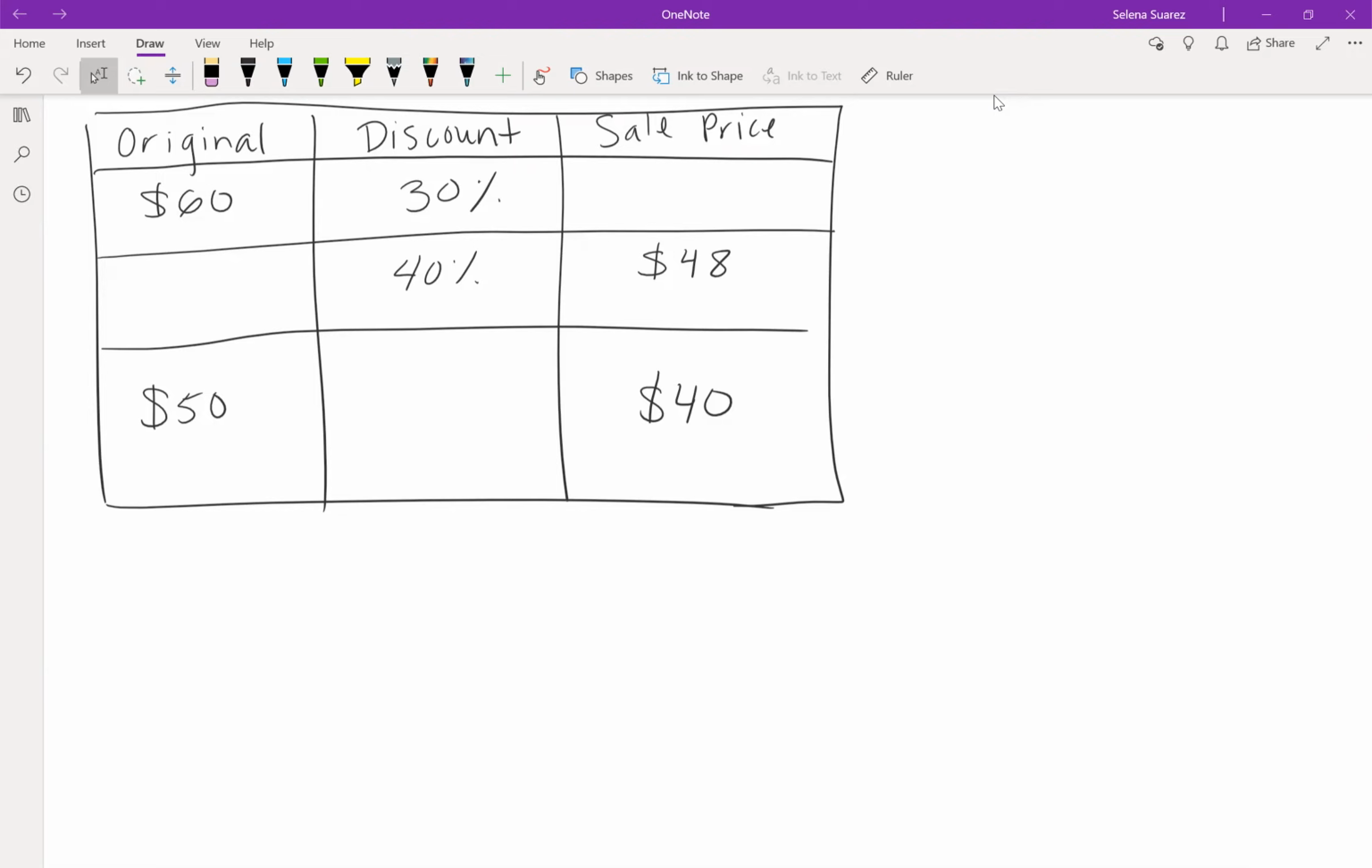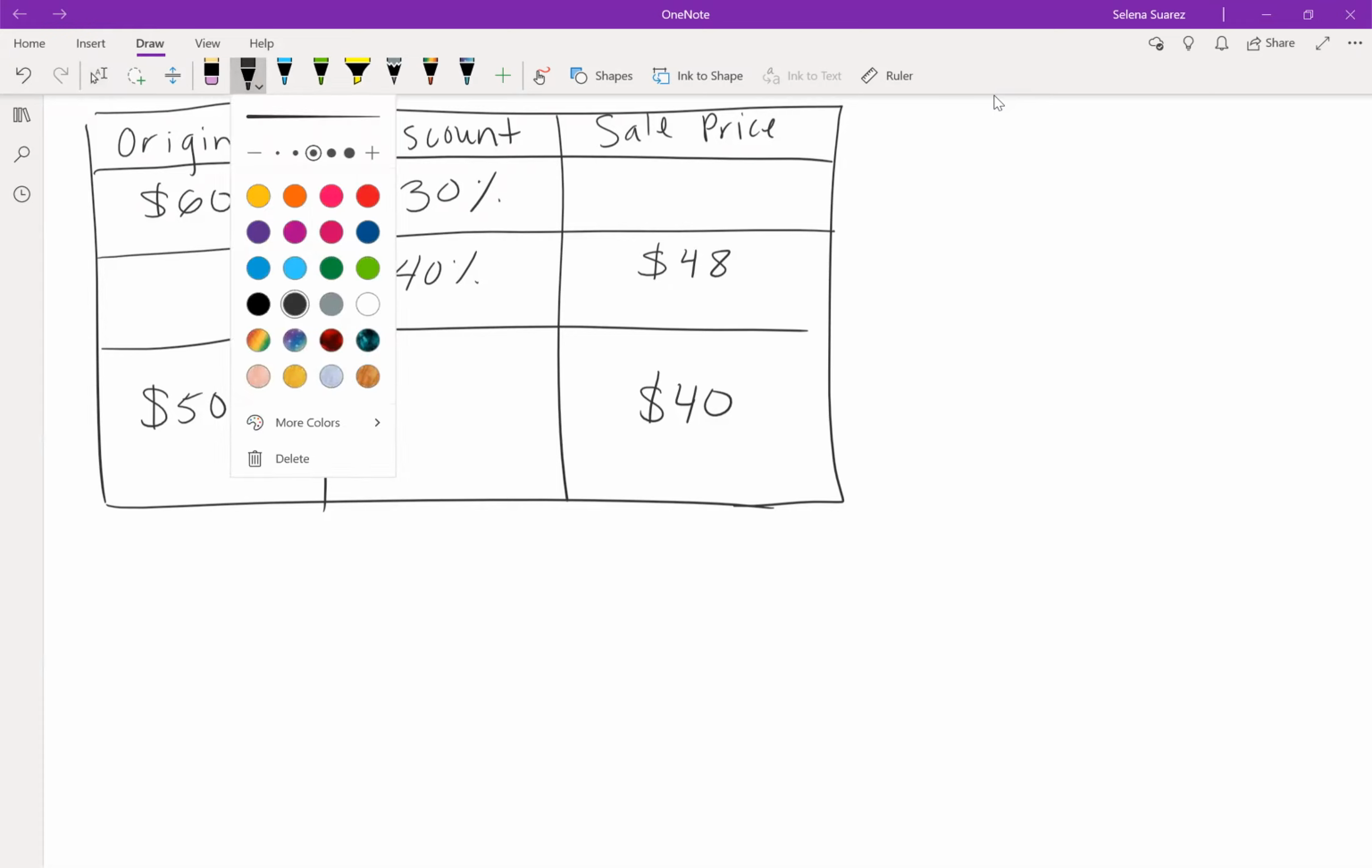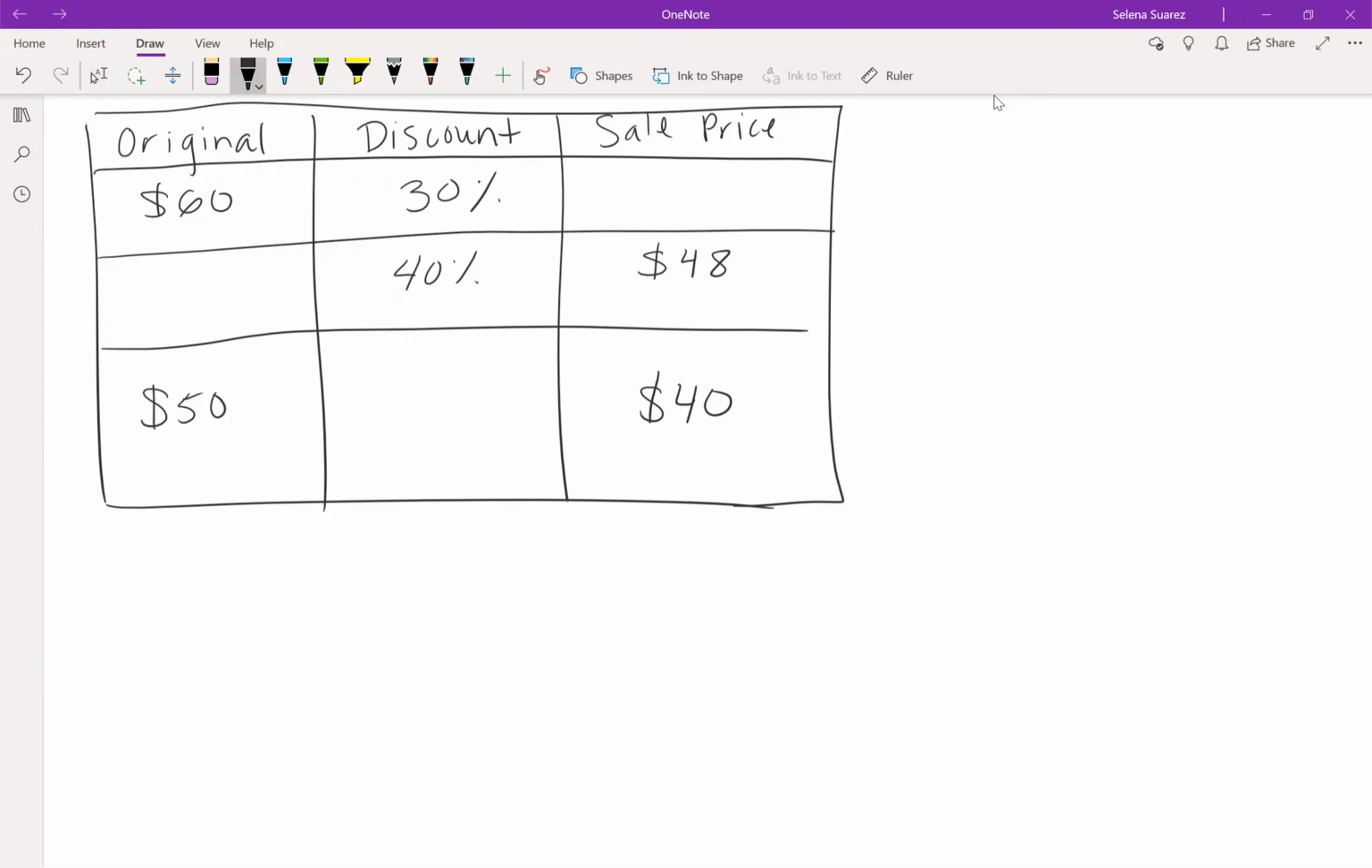Okay, so I'm going to start off with the first one, the one that says $60 is the original price. There's a discount of 30%, and we have to figure out what the sale price is. In other words, the original price was 60, but then the store gives you a 30% discount, and you're trying to figure out how much you are going to pay at the checkout. So I'm going to write this one out in sentence form first. If they're giving you a discount of 30%, you are actually going to pay 70% of it. There's a discount of 30, so you would only pay 70% of the price.